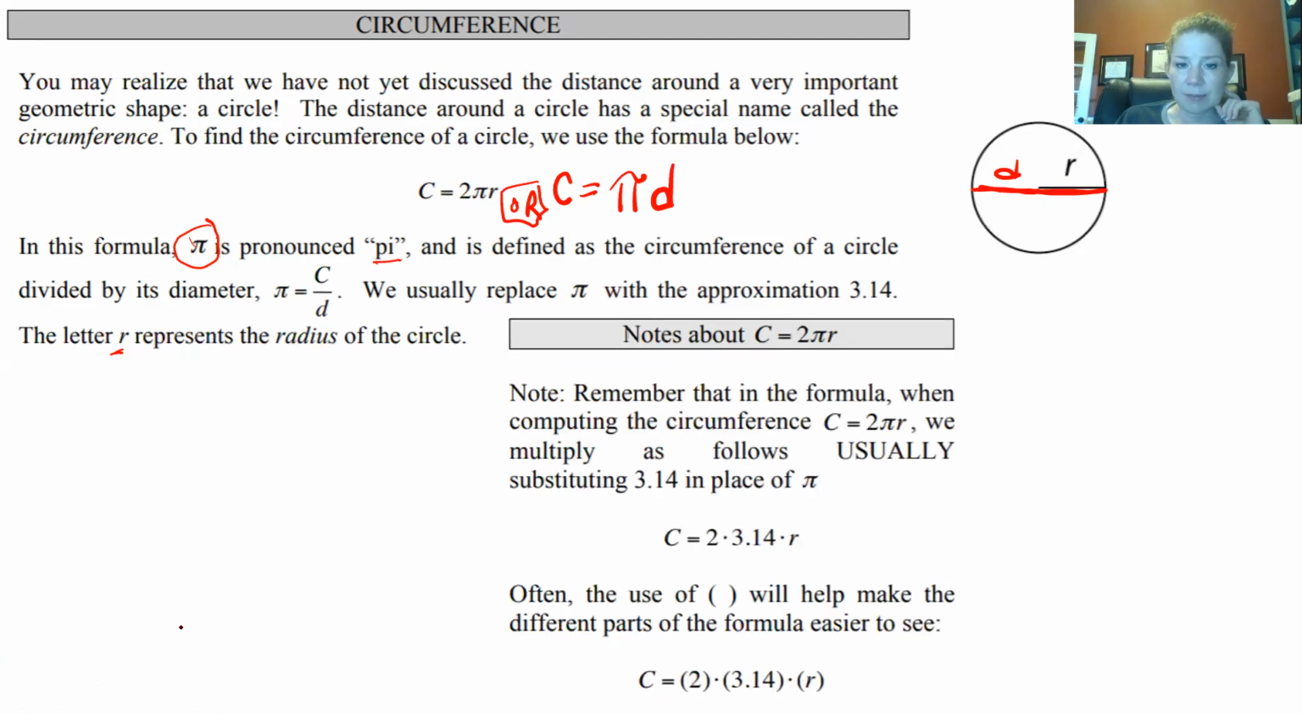All right, note, remember that in a formula we're computing the circumference, C equals 2 pi r. We multiply as follows, usually substituting 3.14 in place of pi. You always have to read your directions. Often the use of parentheses will help you make the different parts of the formula easier to see. So those decimals and those multiplication symbols with dots look a little confusing. So instead, if you put everything in parentheses to show multiplication, that sometimes looks a little cleaner. That's all they're saying right there.